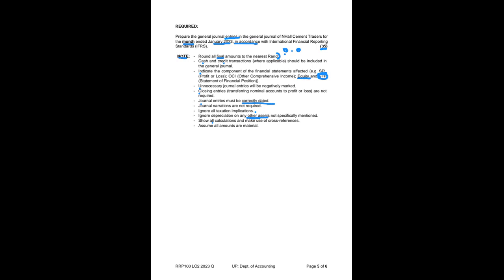Now let's go back and read the actual information on the question, right? So if we have a look at the first paragraph, so I'm reading the first sentence in the first paragraph, we hear that N Hall Cement Traders is a manufacturer of specialized cement. Mr. Nathan Hall started the entity as a sole trader. So now we use an abbreviation.